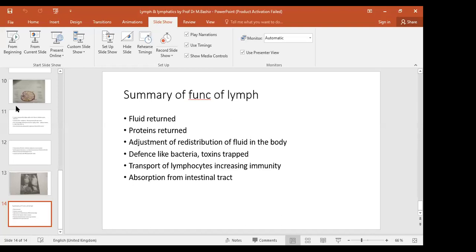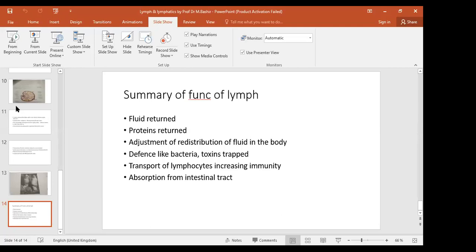In this way, big particles which have come out of the blood capillaries, like proteins, are returned back to the blood because there is no other way. Proteins which come out of the capillaries, particularly at the arterial end, cannot regain entry into the capillary blood. So in this way, the lymphatic system and the lymph adjust the redistribution of the fluid in the body.